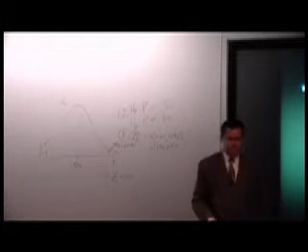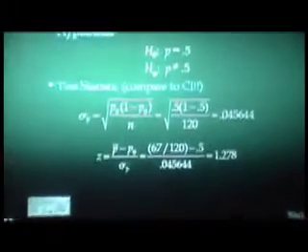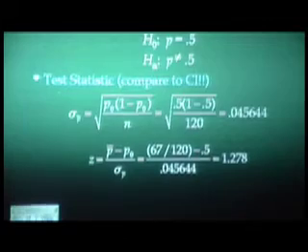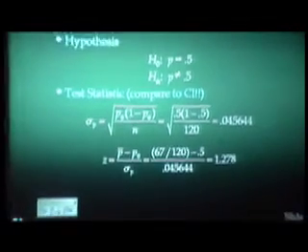Thank you. And then we calculate our standardized test statistic, which we know is z-distributed. 67 out of 120 minus the hypothesized 0.5 divided by our standard error calculated above. We get a standardized test statistic of 1.278. Is that in our rejection region?